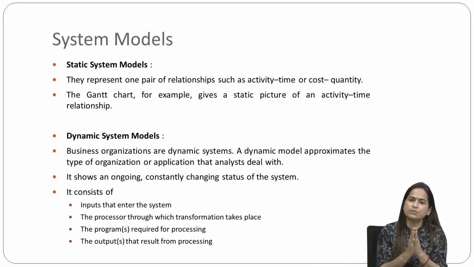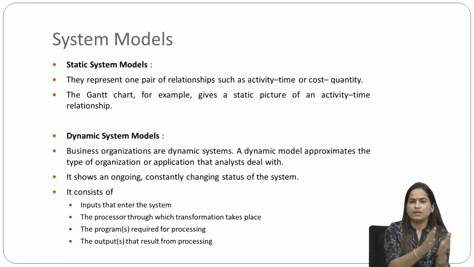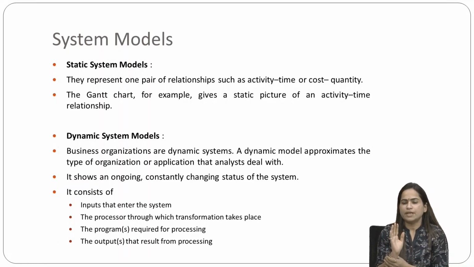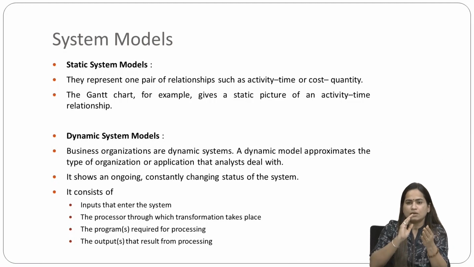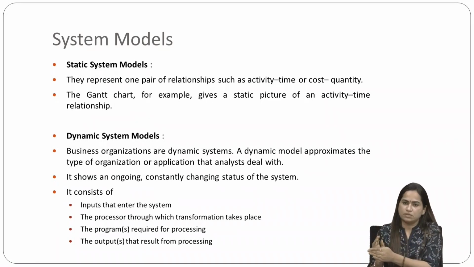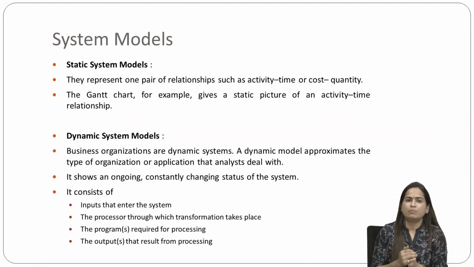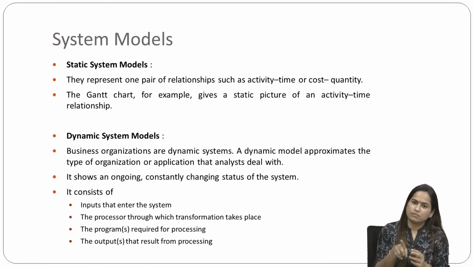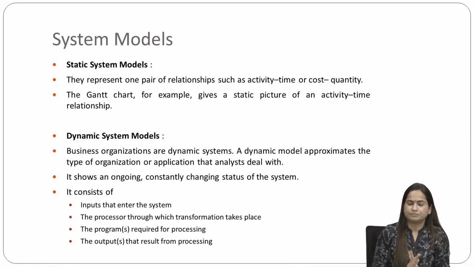Gantt chart is actually doing what? It is giving us the detail of activity and time duration, means on which time which activity was executed, or on which time the activity will be in which state. That is represented with the help of Gantt chart. So it is giving in pair time with activity. So that will come under static system model.